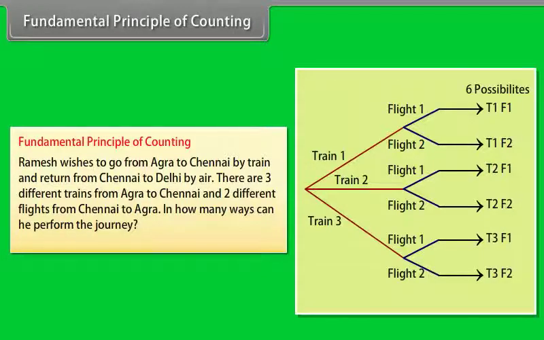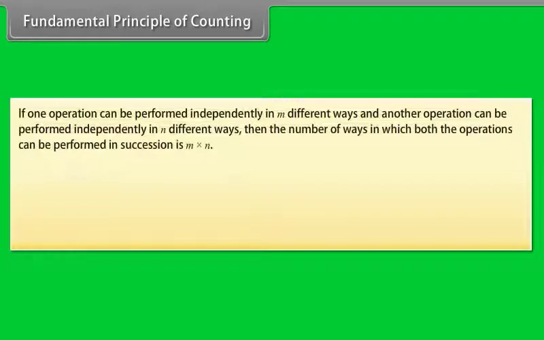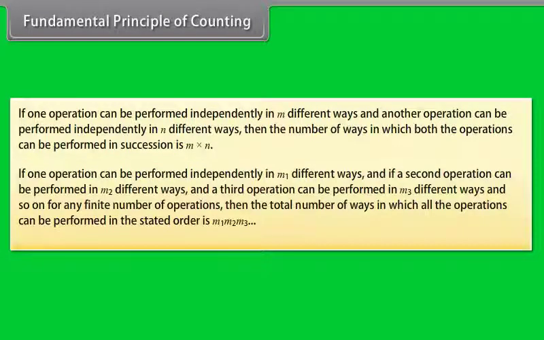The fundamental principle of counting is stated below. If one operation can be performed independently in m different ways, and another operation can be performed independently in n different ways, then the number of ways in which both the operations can be performed in succession is m × n.